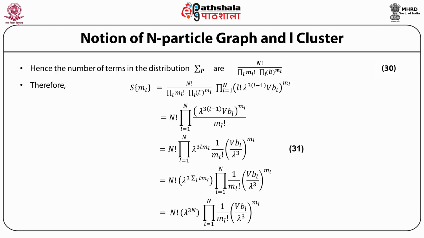as n factorial multiplied by the product over l equal to 1 to n of lambda raised to power 3l ml multiplied by 1 upon ml factorial multiplied by V b_l upon lambda cube raised to power ml, which is equal to n factorial lambda raised to power 3 summation over l of l ml multiplied by the product over l equal to 1 to n of 1 upon ml factorial multiplied by V b_l upon lambda raised to power 3 raised to power ml, which is equal to n factorial multiplied by lambda raised to power 3n multiplied by the product over l equal to 1 to n of 1 upon ml factorial multiplied by V b_l upon lambda cube raised to power ml.